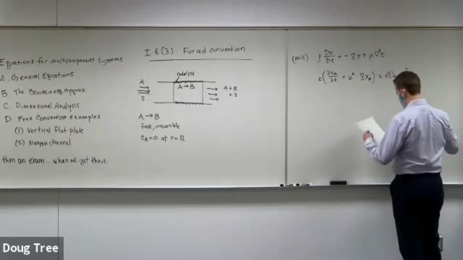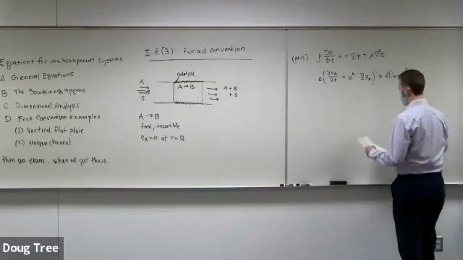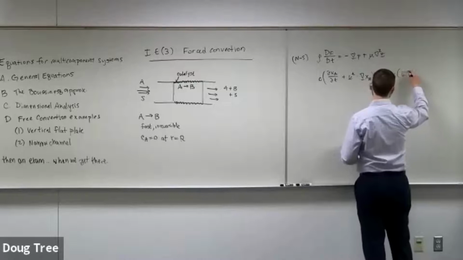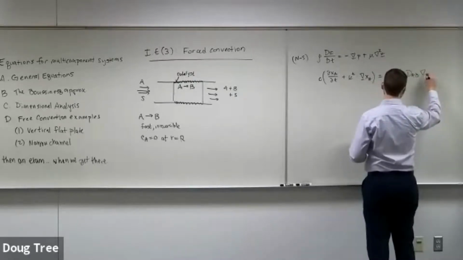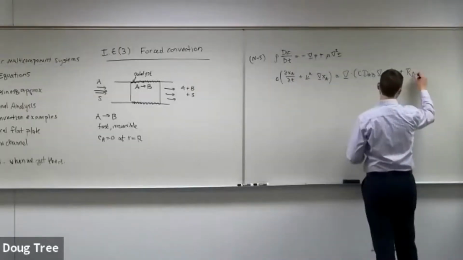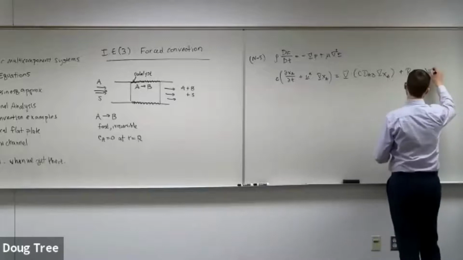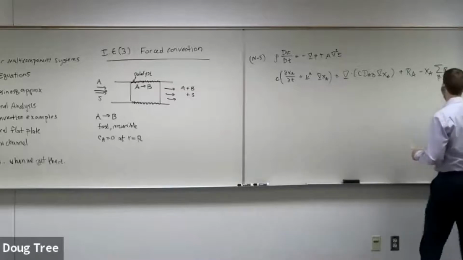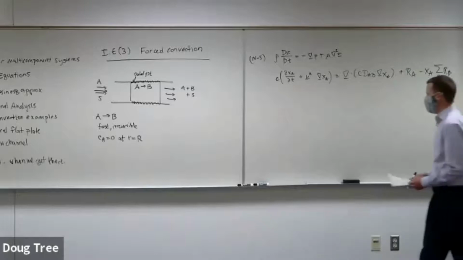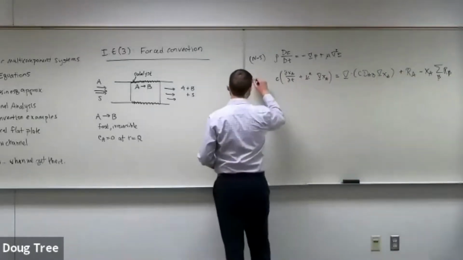I guess we've been writing this one del dot C DAB. I haven't assumed that it's dilute yet. And then there's reaction, plus RA minus xA sum over B of RB. Okay, so that's our species reaction diffusion equation. That one's just for A. So that's our reaction.